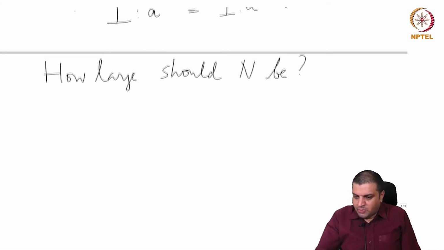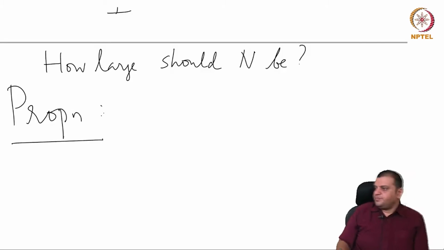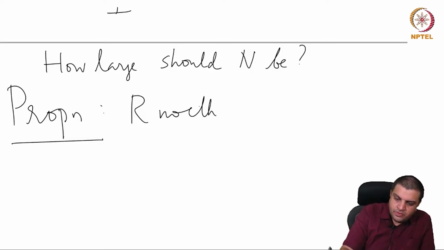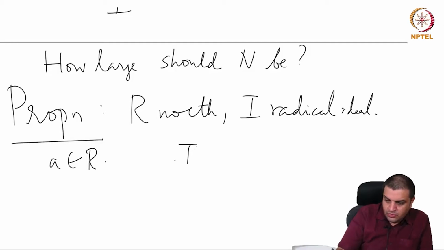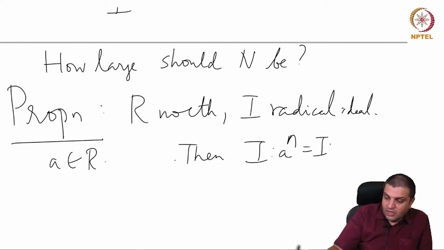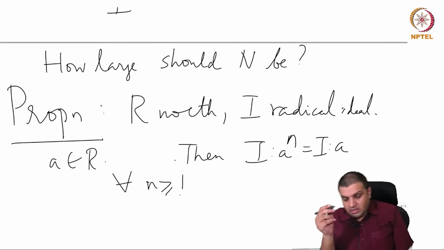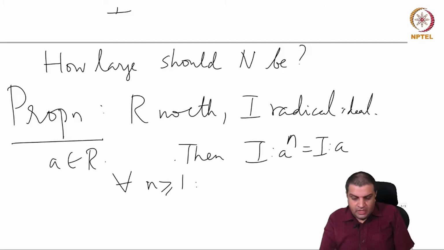So let's prove one proposition in this. Let R be Euclidean and I a radical ideal, and a inside R. Then (I : a^n) is (I : a) for every n greater than or equal to 1. So for a radical ideal, I will get saturated by a at the first step itself.